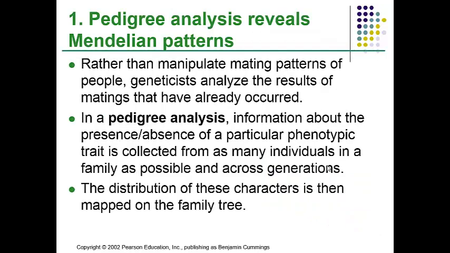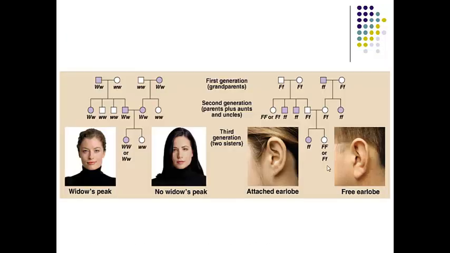In order to follow the inheritance of a trait throughout a family, we use an analysis called pedigree analysis. Pedigree analysis is basically a family tree that shows the inheritance of particular traits. We can use this to determine the likelihood of somebody inheriting a trait, and we could use this to figure out if somebody is homozygous dominant or heterozygous for a trait.